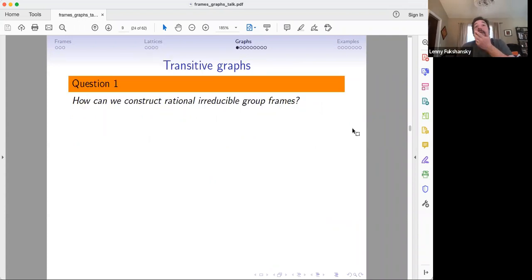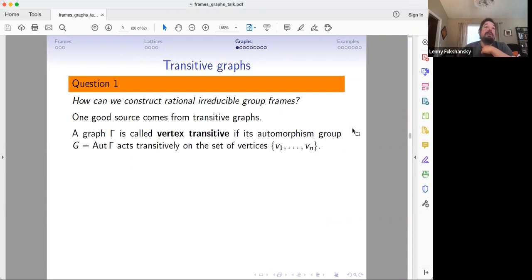Well, so then one can ask, so great, but how can we construct rational irreducible group frames? So one source of such objects comes from transitive graphs. So let me tell you a little bit about graphs. So suppose gamma is a graph on, say, vertices V1 through Vn. It's called vertex transitive if the automorphism group of the graph acts transitively on the set of vertices, right? So I can get from any vertex to any other.